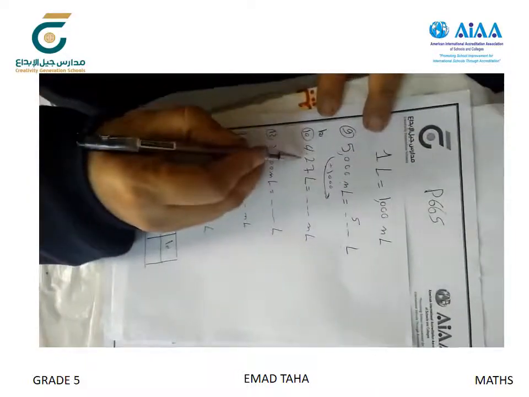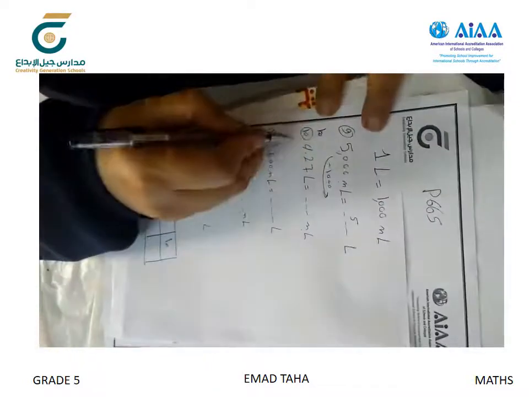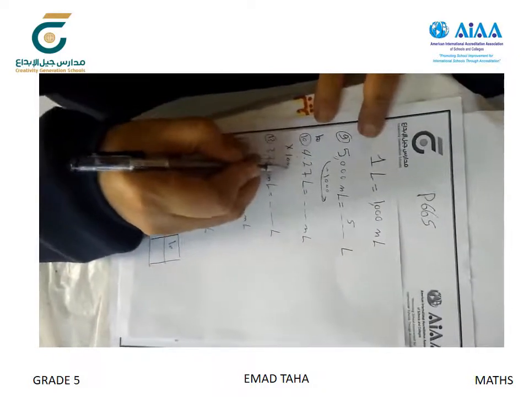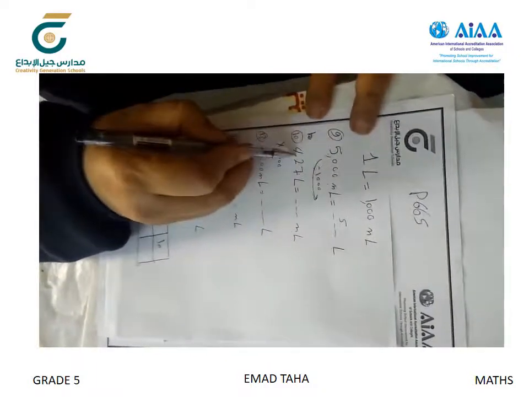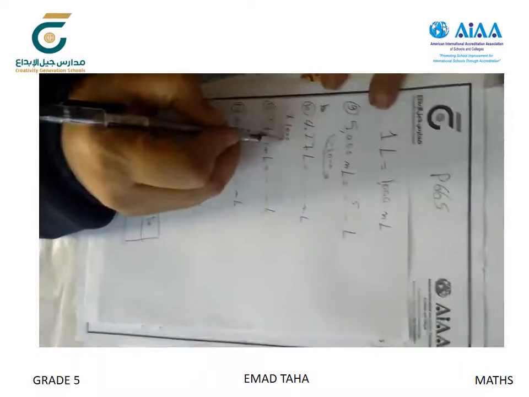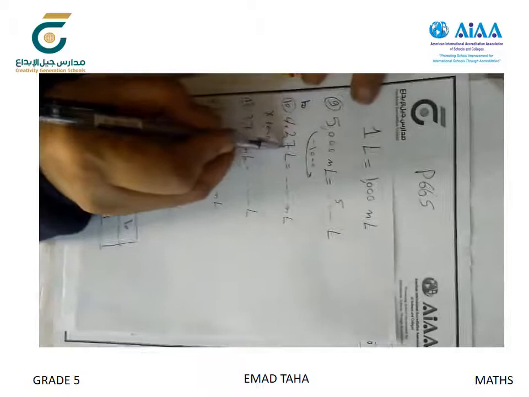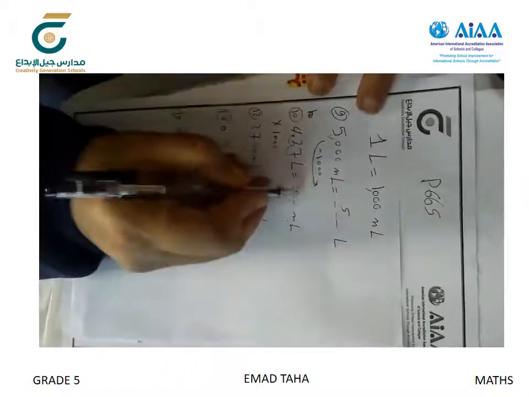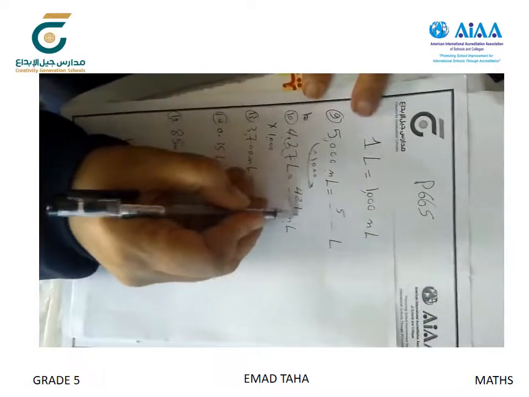4.27 liters to milliliters, so multiply by 1000. Here we have a decimal point. We move the decimal point toward the right. How many places? 3 places. 1, 2, then put 0. It will be 4270.